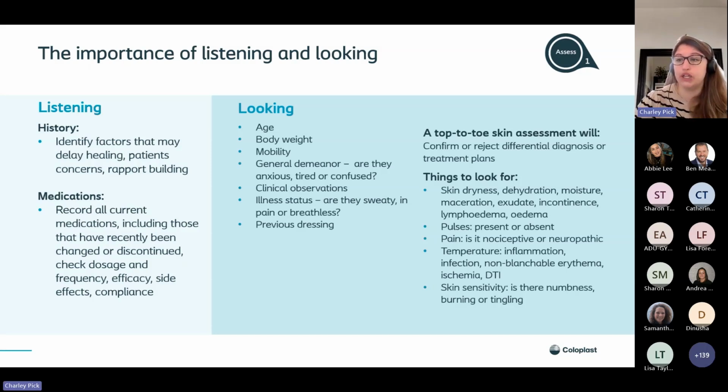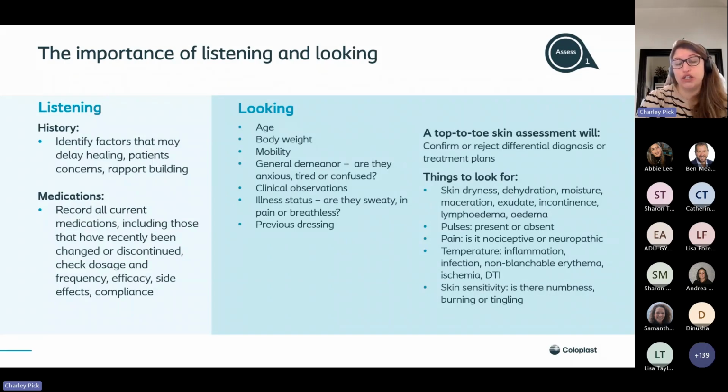You need to know what medications your patients are on, because patients may well be prescribed medication that they're not actually taking. So you need to know what medications they're prescribed, what they're taking, what dosage they're taking, and if they're not taking any of their prescribed medications, you need to understand why.